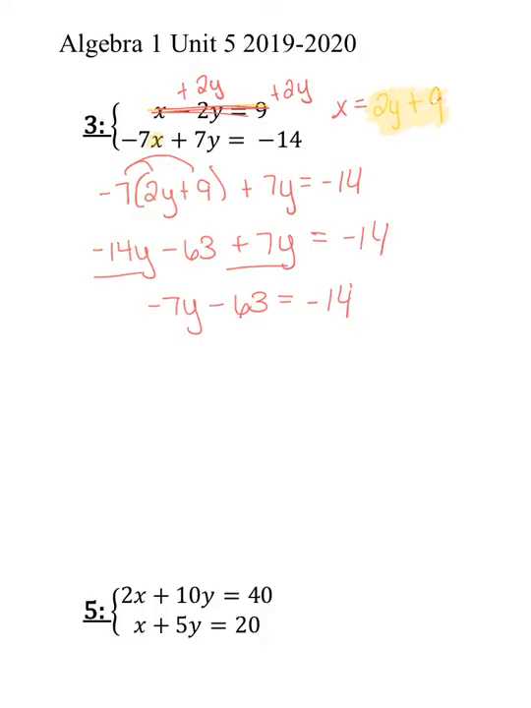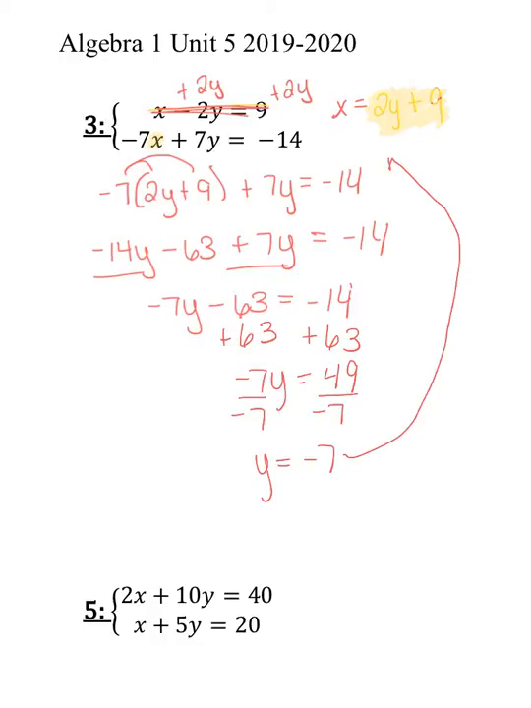Now let's see, we'll go ahead and add 63 to both sides. So adding 63, and I get negative 7y is equal to 49. Divide by negative 7, and so we get y is equal to negative 7. So if I know y is negative 7, take that information, let's bring it back up to the top, plug it into any equation. This looks like it's going to be the easiest though.